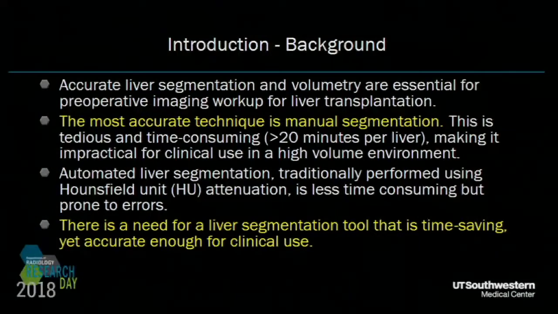So just an introduction. Accurate liver segmentation and volumetry are essential components for the preoperative imaging workup for liver transplantation. Currently, the most accurate technique is manual or hand segmentation, which is a very tedious and time-consuming process that involves drawing ROIs around every image of the liver across all slices. Automated liver segmentation methods have been developed and traditionally use Hounsfield unit attenuation, but it's very prone to errors due to the heterogeneity of Hounsfield unit measurements within any given slice. So therefore, there's a need for a liver segmentation tool that is both time-saving yet accurate enough for clinical use.